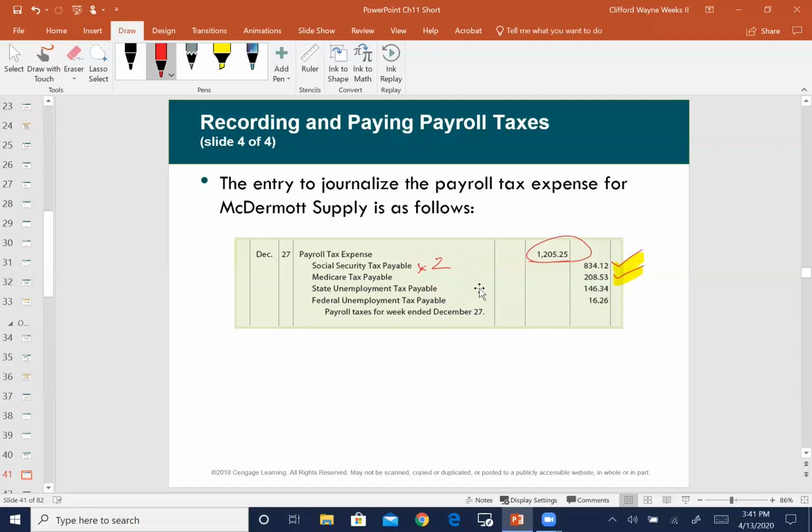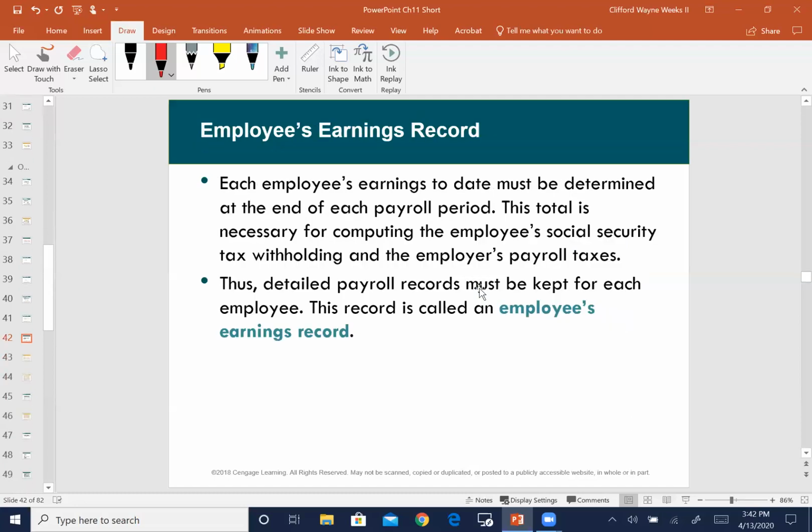And you can actually financially get into a predicament if you do not pay that. The IRS can come after you and penalize you.